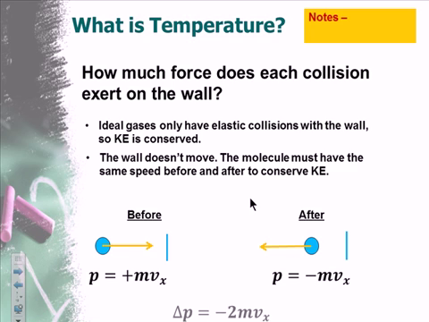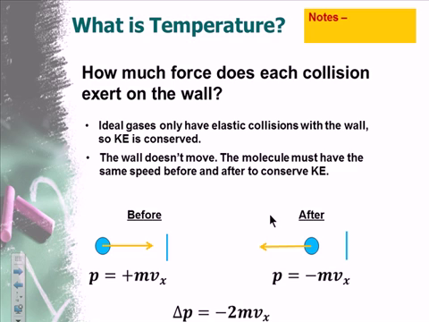Well, that means that our change in momentum in a collision is -2 times m times Vx. You take the final momentum minus the initial momentum. Okay, I wasn't asking about change of momentum though. I was asking about how much force does each collision exert on the wall. Why would I need to figure out what the change of momentum is?